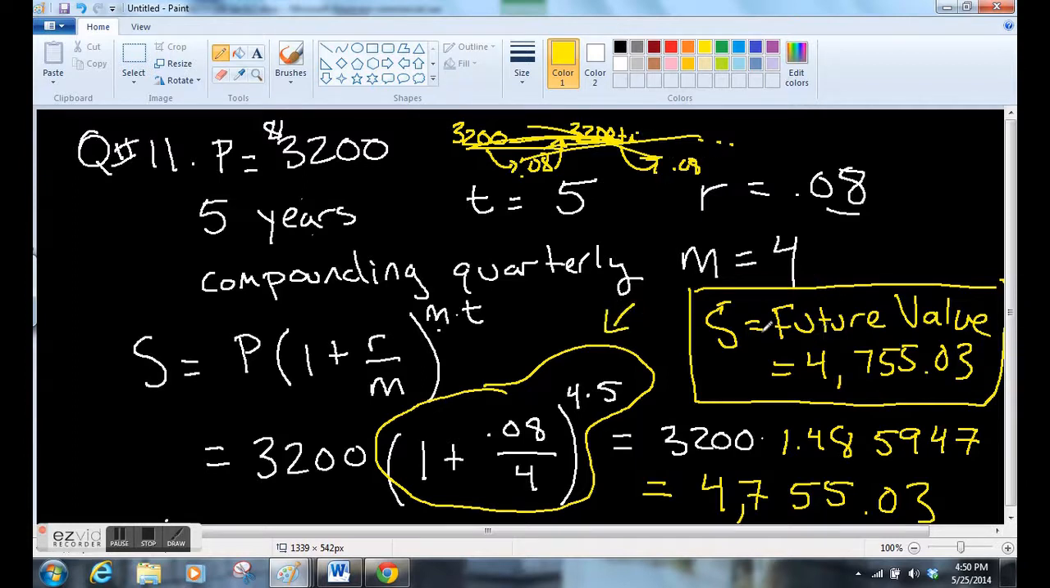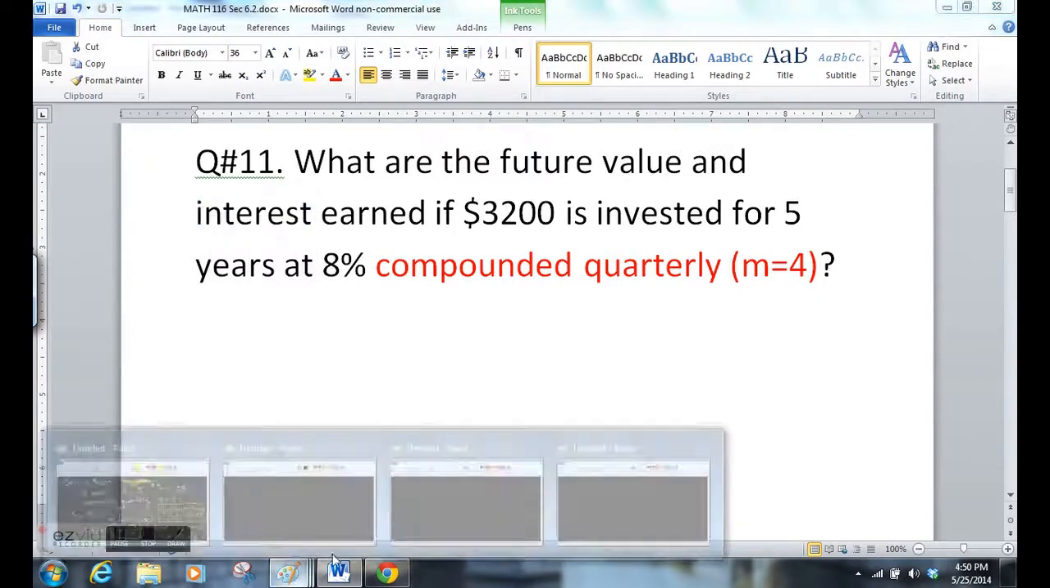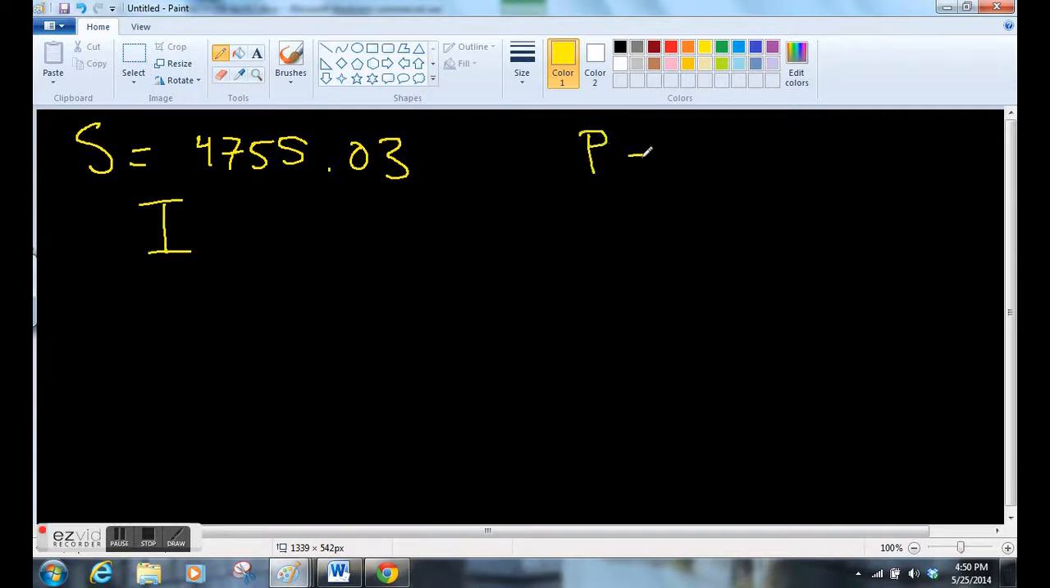So this is the future value, but I believe the question said, what is the future value and the interest earned? Do you see? Interest earned. So let's go to this page. So we had S, the future value, equal to 4755.03. So the interest, and we knew our principal was $3,200.